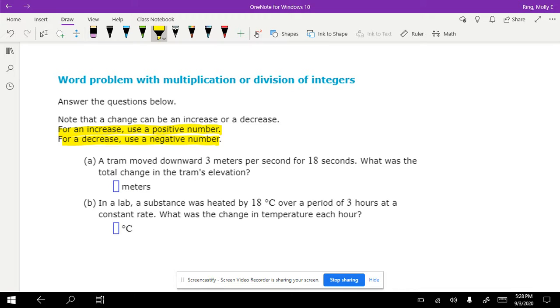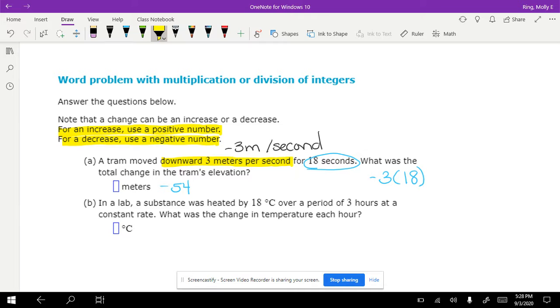A tram moved downward 3 meters per second. So that means it's a -3 meters for every second. If they go for that for 18 seconds, what is the total change? That would mean we would take our -3 times 18. 3 times 10 is 30, 3 times 8 is 24, 30 plus 24 is 54, so that would be a -54.